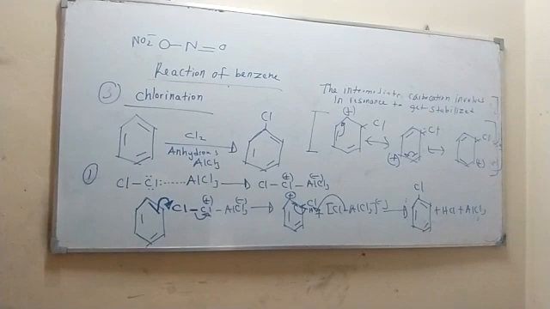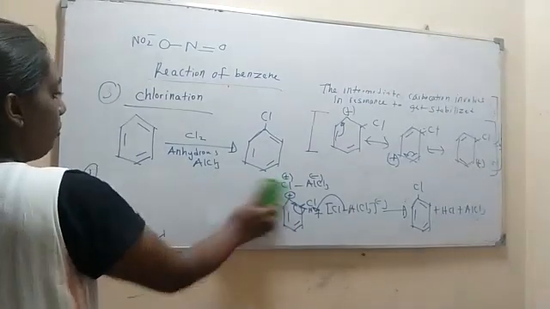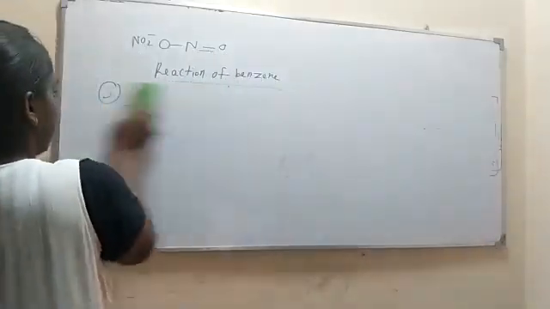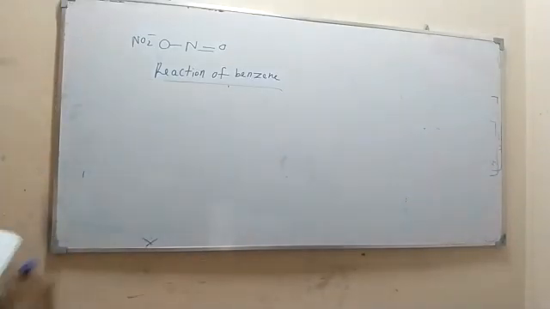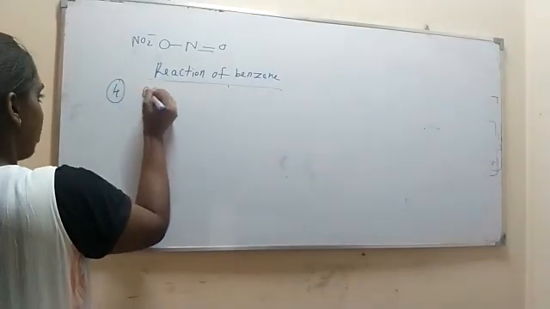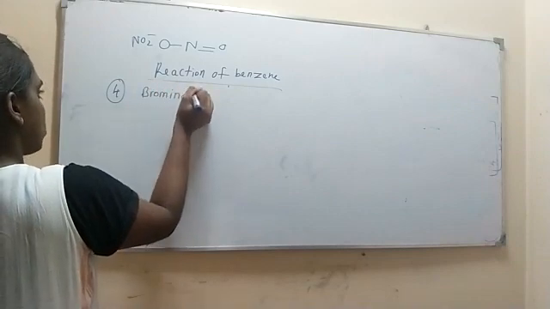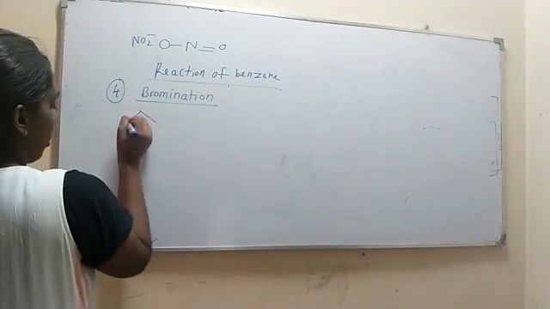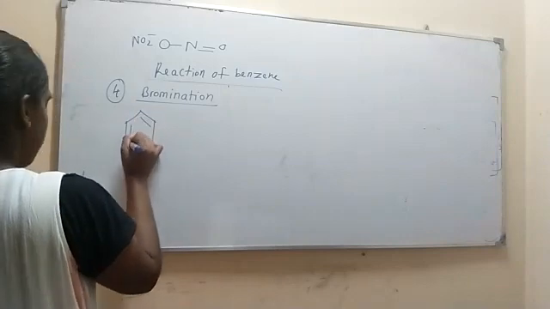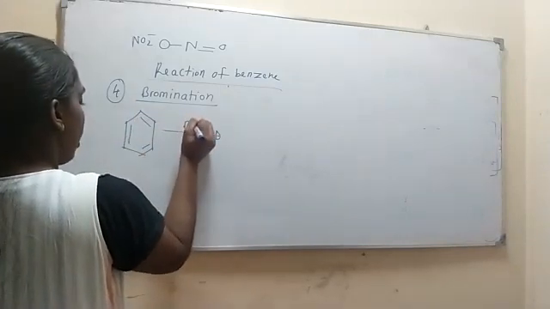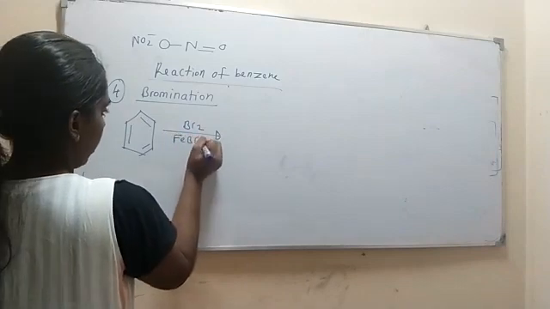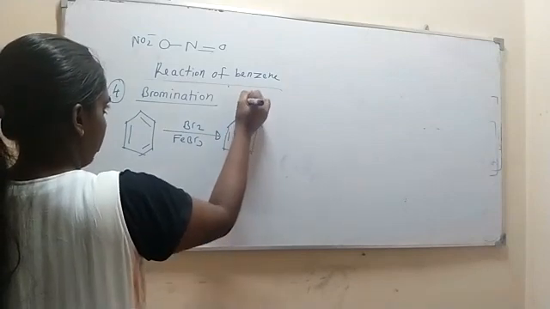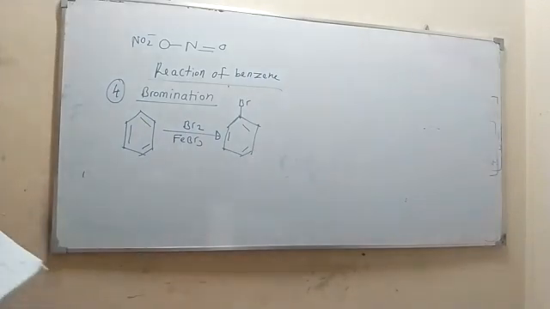So the next one could be the heading bromination, the fourth one. What is bromination? For a benzene ring, if you put Br2 in the presence of FeBr3, we will get a benzene ring like this, with bromine. So bromination and chlorination are similar.